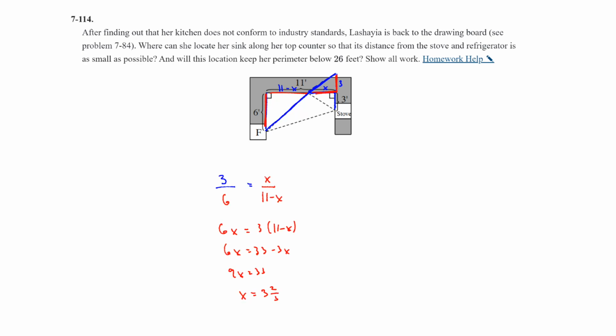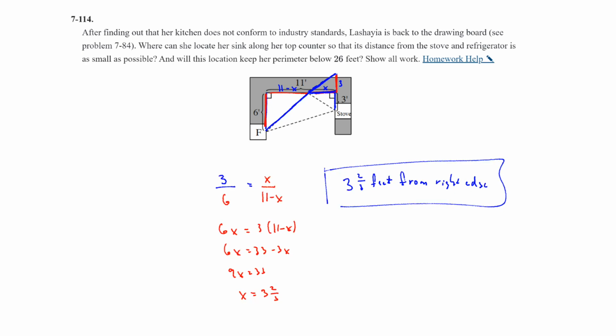And so we know that the shortest distance from the corner in terms of the stove from the right edge should be 3 2/3 feet from the right edge. Now, that's the shortest distance. So then, is the perimeter below 26 feet still? So we need to add the 3 2/3 feet.